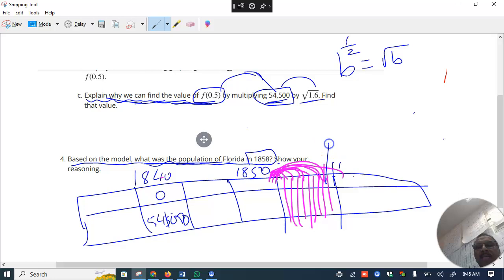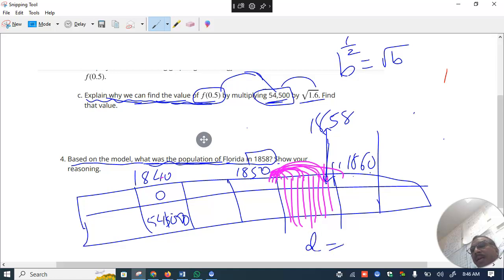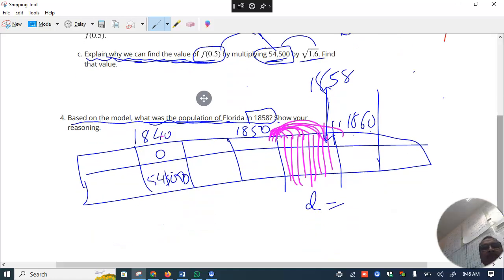So in between here, this is the piece that I see here. This one is 1860, right? So 1858 will be this one. So that's 1858. See? So that means, what is D there? Can somebody tell me what is D here? So this is the D, this is the FD.